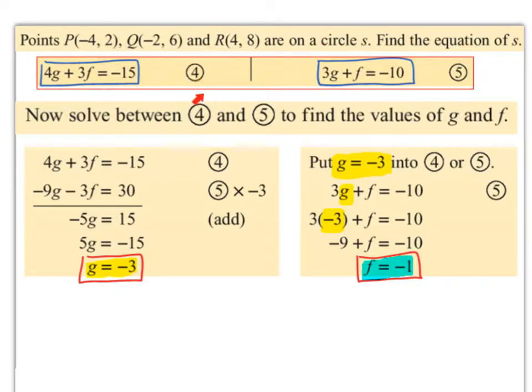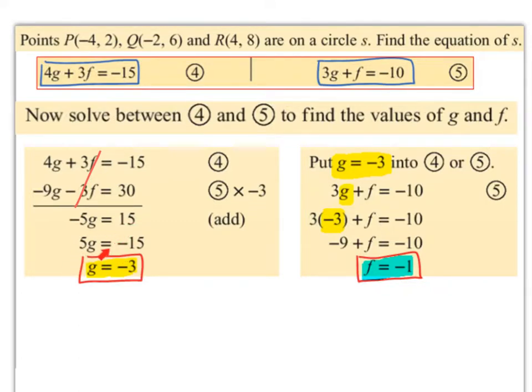Now we're going to solve between 4 and 5, so solve between these two equations to find the values of g and f. So here's equation 4, 4g plus 3f is equal to minus 15. And equation 5, we're going to multiply each term by minus 3. So we get minus 9g minus 3f is equal to 30. Now the f's will cancel, and we're left with minus 5g is equal to 15, which gives us 5g is equal to minus 15, so g is equal to minus 3.